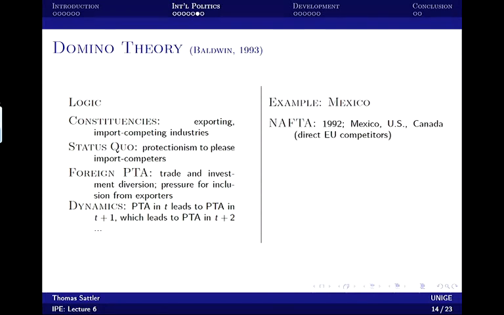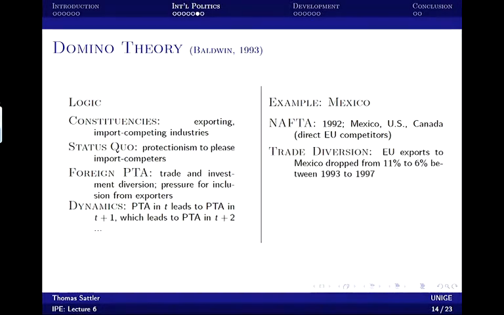And here's an example. Take Mexico, for instance. So in 1992, Mexico formed the North American Free Trade Agreement with Canada and the United States. And firms in the US and in Canada are direct competitors to firms in Europe, right? They produce the same things. And they now benefit from this free trade agreement and export more to Mexico. And European firms export less.